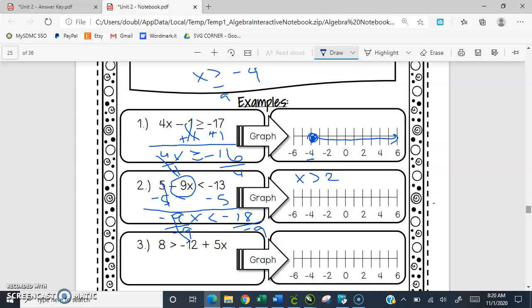So we can graph this now. And we go to the 2. Let me erase that, make it a little bit better.